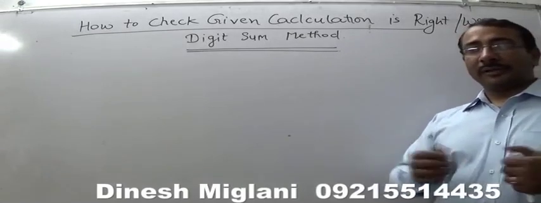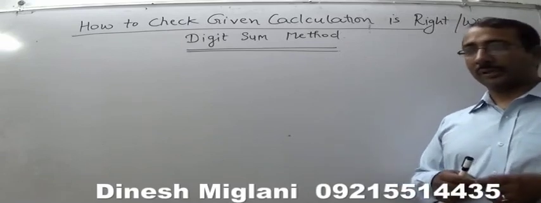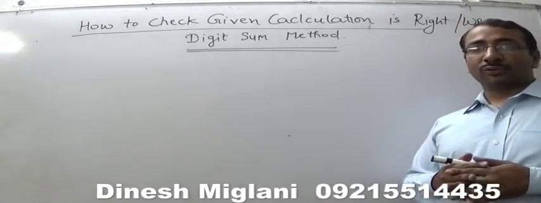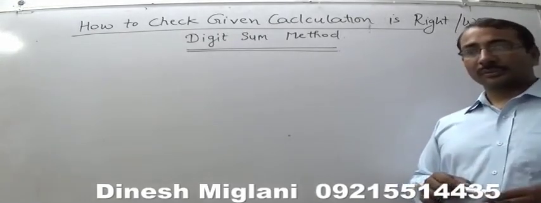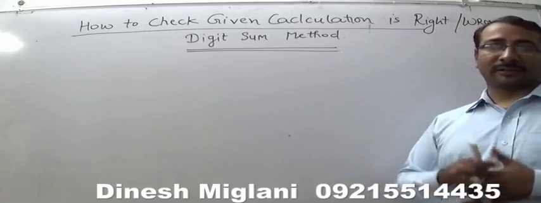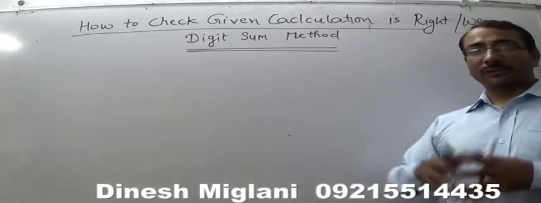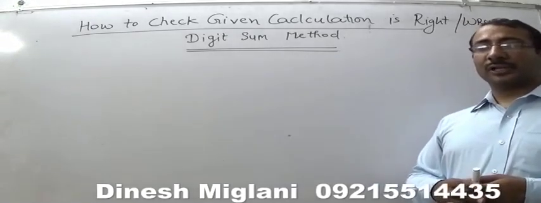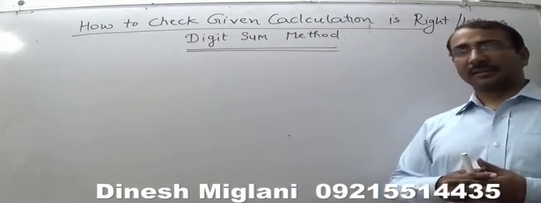Sometimes you may calculate, it may be addition, subtraction, multiplication or division, right? And after that, you are not sure whether the answer you have got is right or wrong, and you want to check it. We have a very standard method in mathematics, the digit sum method, that may help you check the answer with around 90 to 95% accuracy.